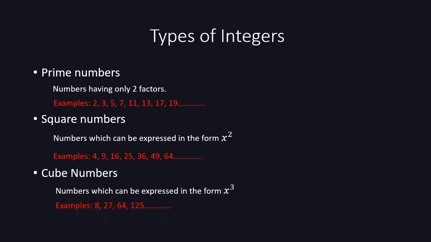Another type of numbers are called cube numbers. These are numbers which can be expressed in the form x cubed, which is basically x multiplied by x multiplied by x. Cube numbers are both positive and negative. Examples of cube numbers include 8, which can be expressed as 2 cubed, 27, which can be expressed as 3 cubed, 64, which can be expressed as 4 cubed, 125, which can be expressed as 5 cubed, and even minus 8, minus 27, minus 64, and minus 125.